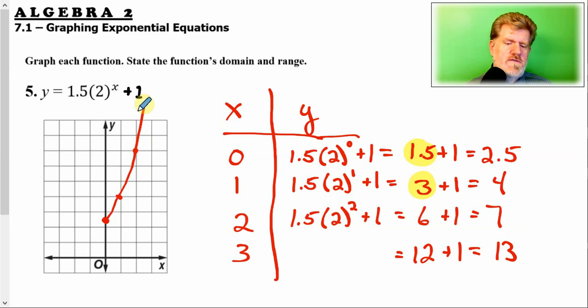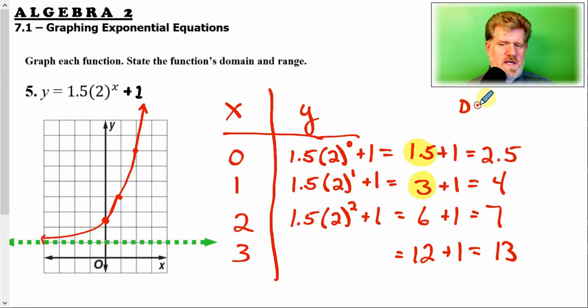We can't fit the 3. Now, here is what happens. You must be careful. What does that plus 1 do? Remember, usually it levels out at 0. But if we have a plus 1, it levels out at 1. That's the change. It all shifts up 1. So our domain is still all real numbers. It's everything. Our range, however, is now y is greater than 1. That whole thing shifts it up 1. Okay, that's the difference.